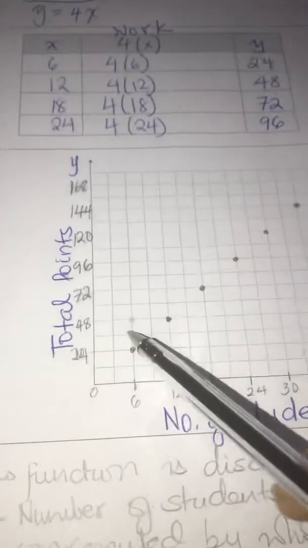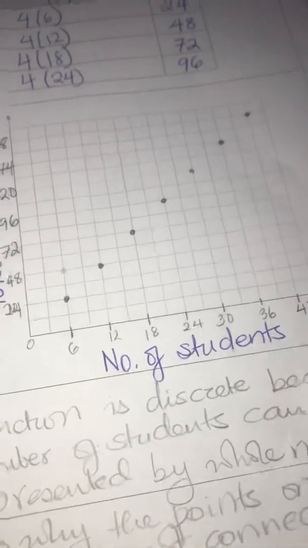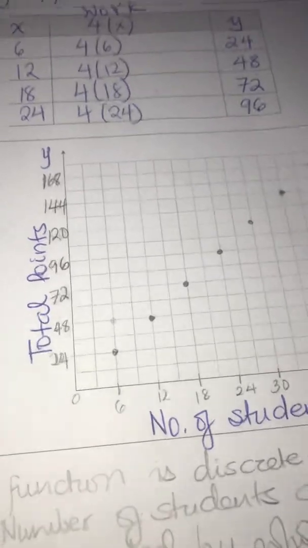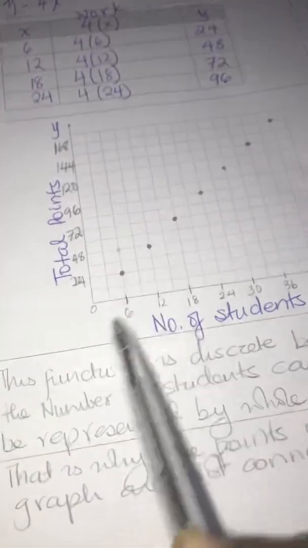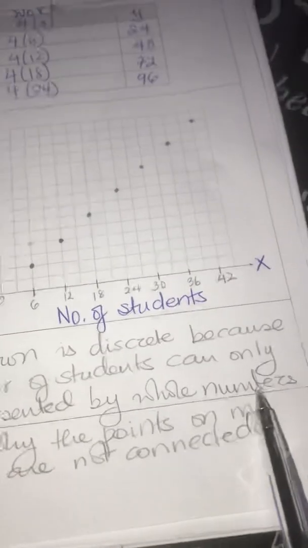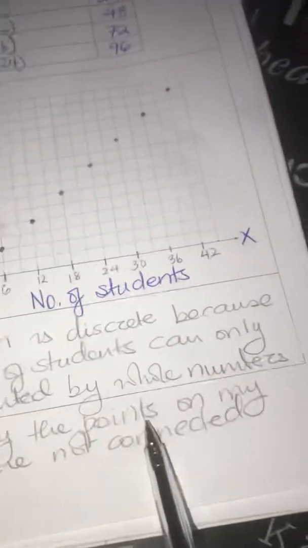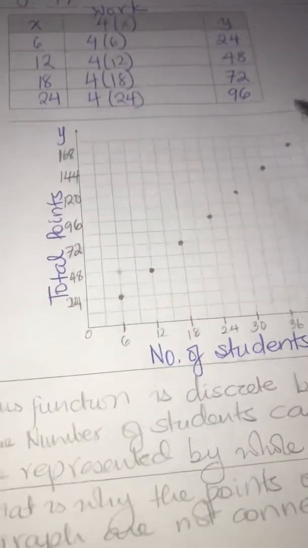Now, I cannot join my points because of the number of students. Students are human beings. You cannot have half a student. You can only go by whole numbers, 0, 1, 2, 3, 4. So that's how you count students. So because of that, I knew my function is going to be discrete. This function is discrete because the number of students can only be represented by whole numbers. That is why the points on my graph are not connected. And that's how I answer the question.